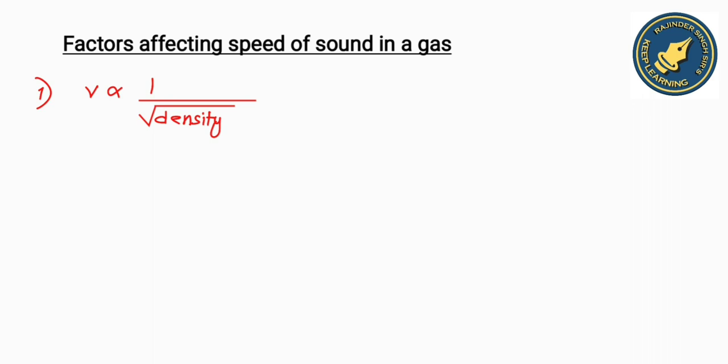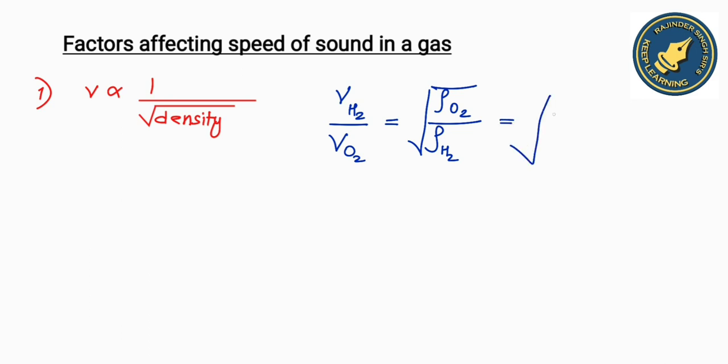Let me show you how to write this. Speed of sound in hydrogen upon speed of sound in oxygen is inversely proportional to the square root of the densities. Rho is the symbol for density. Substituting the values, density of oxygen is 16, hydrogen is 1. The square root of 16 is 4. So speed of sound in hydrogen is 4 times the speed of sound in oxygen. Understood?